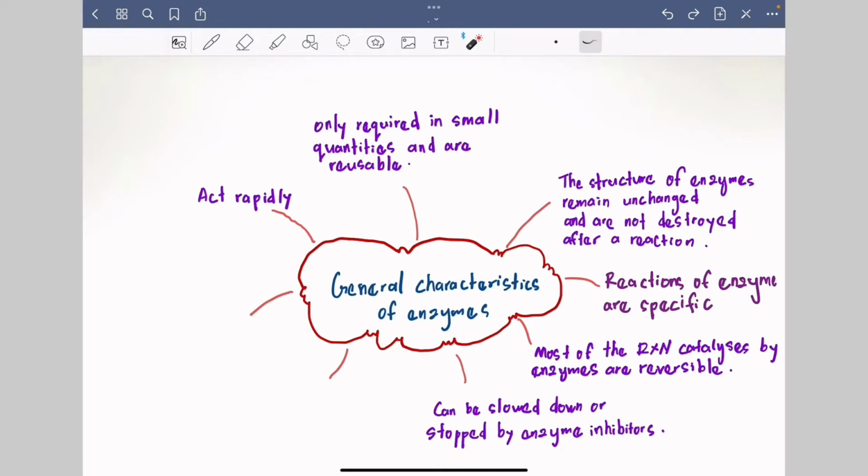And then some enzymes need cofactors to work more efficiently.